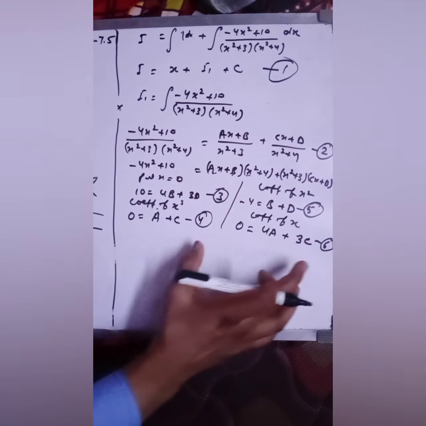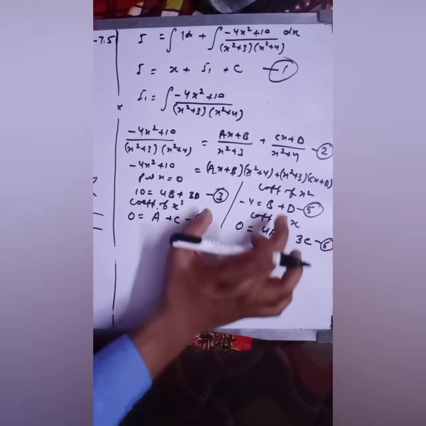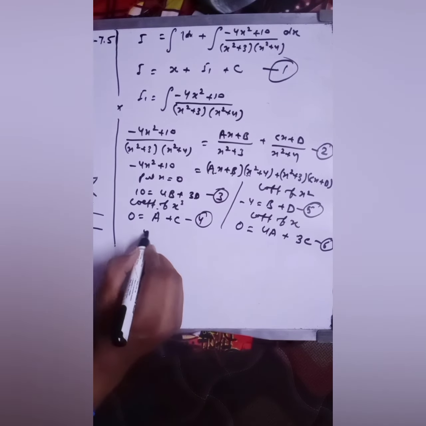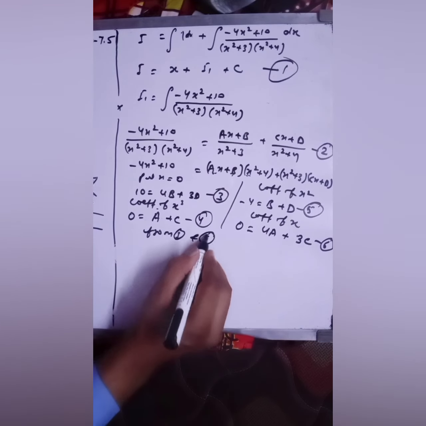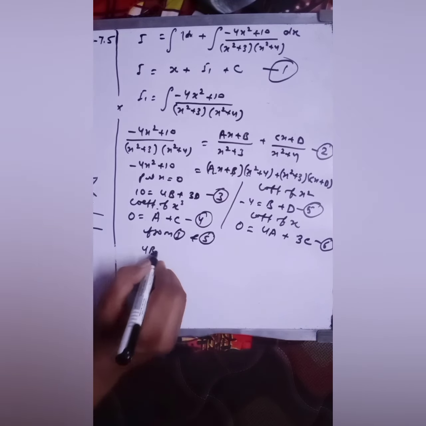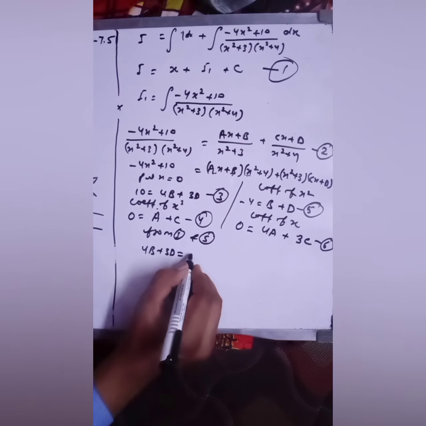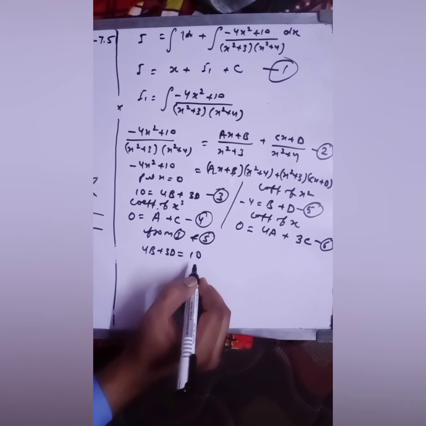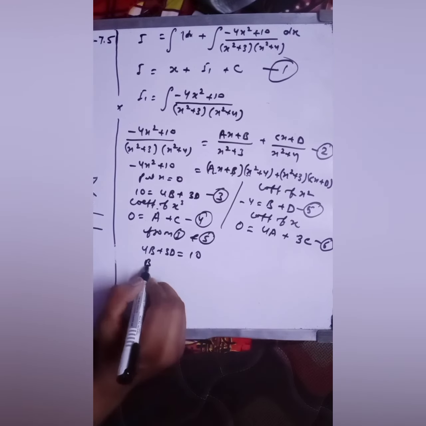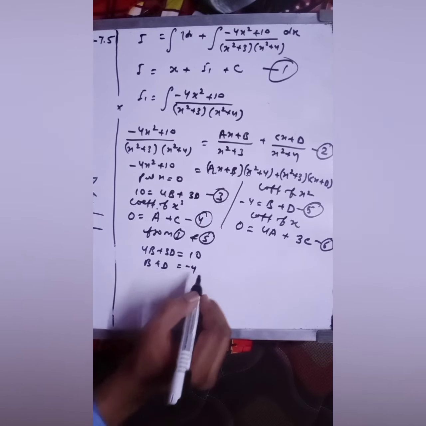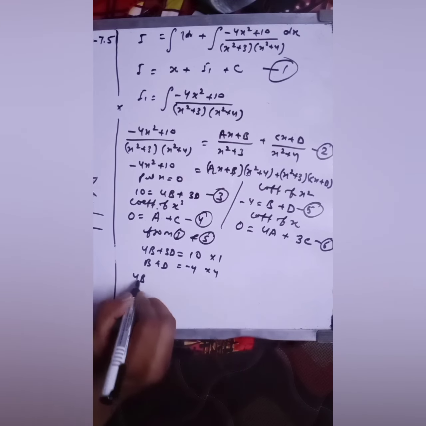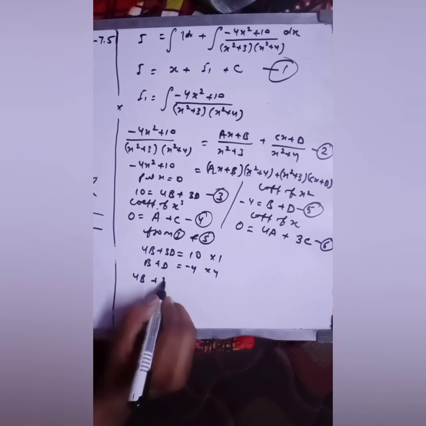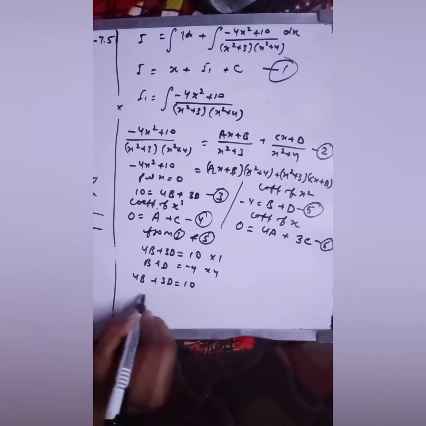So now what you have to do, I am solving equations 3 and 5. Equation 3: 4b plus 3d is equal to 10. And equation 5: b plus d is equal to minus 4. So you will multiply this by 4 and you will get 4b. Simply, the elimination method you have to use.